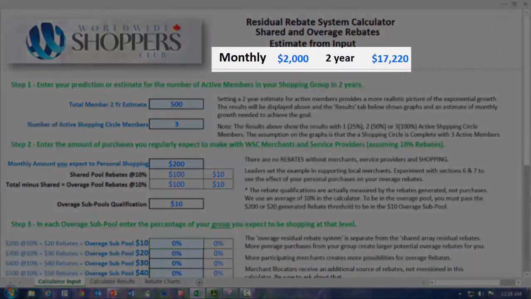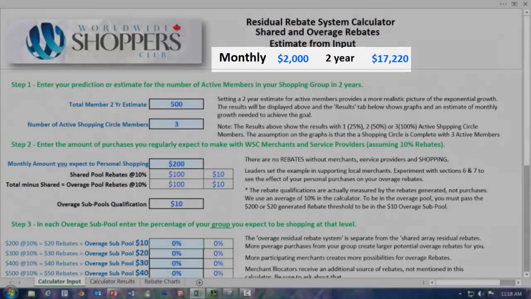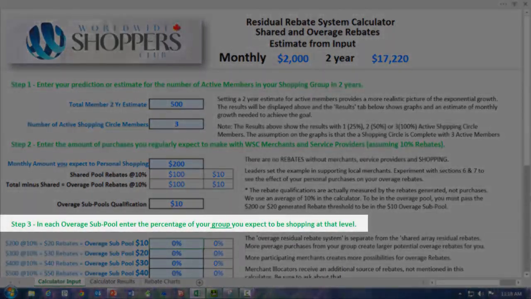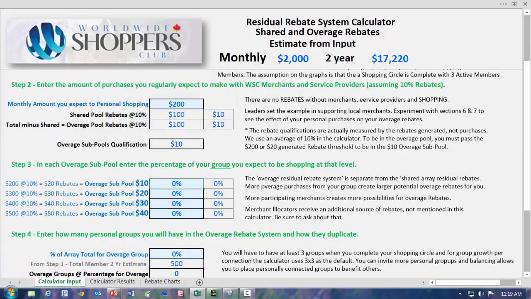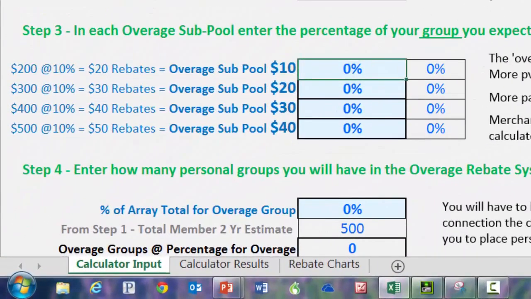Now if you look up, you'll notice that the rebates haven't changed, and the reason is because we actually need to add 2 more pieces of information. The first is step 3. In each overage subpool, enter the percentage of your group you expect to be shopping at that level. And the levels we're referring to are the overage shopping group levels. So what percentage of your group will be shopping at the $10 subpool overage level?